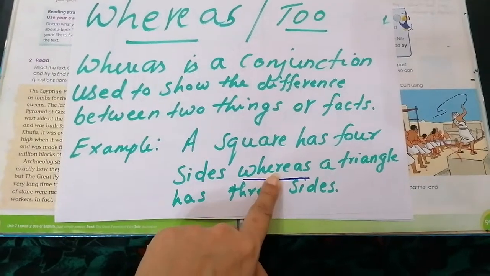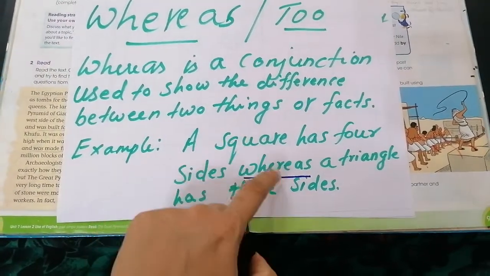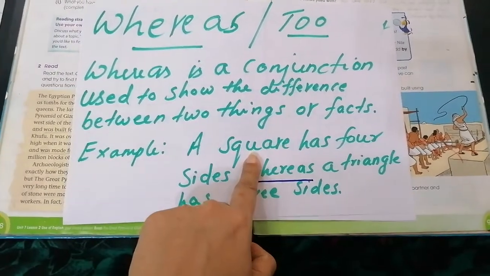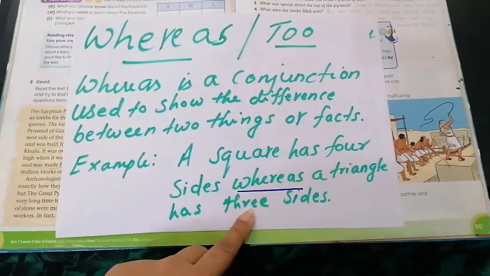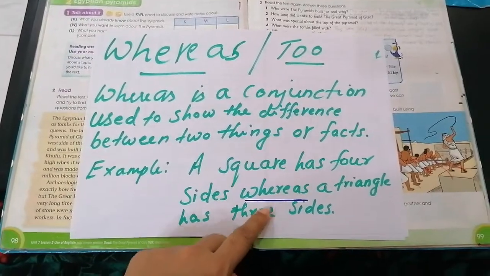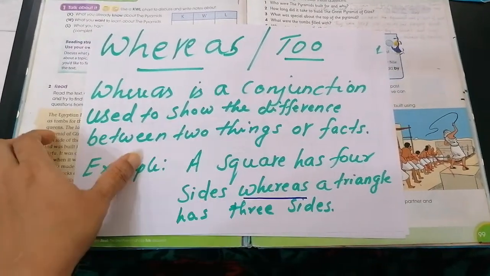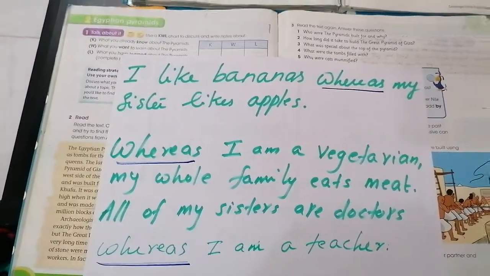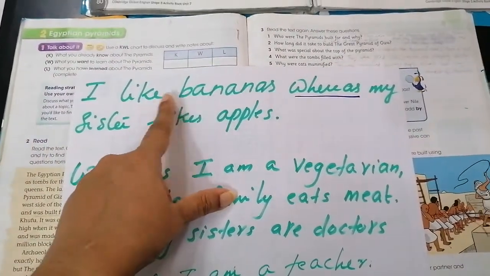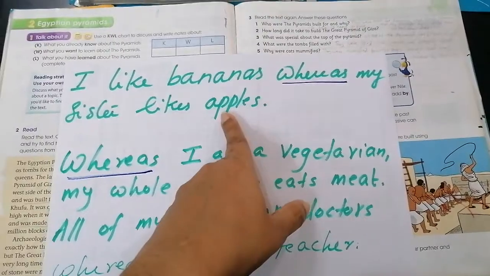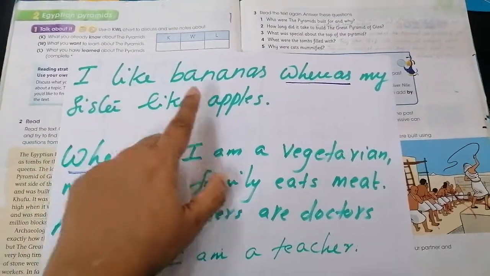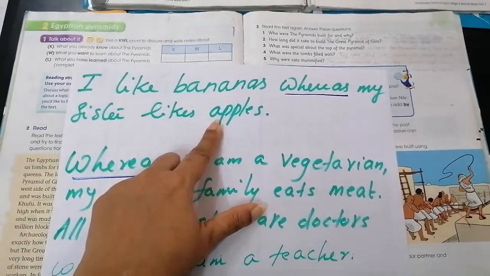See, this conjunction shows the difference between these two things, these two facts. A square has four sides and a triangle has three sides. These are facts. So, whereas is used to show the difference between two facts. Here are more examples. I like bananas, whereas my sister likes apples. It shows the difference between what you like and what your sister likes.